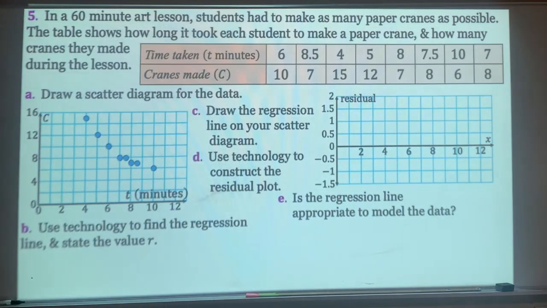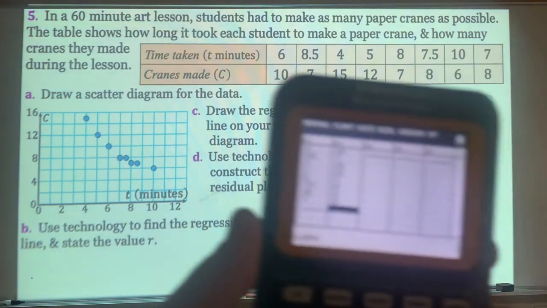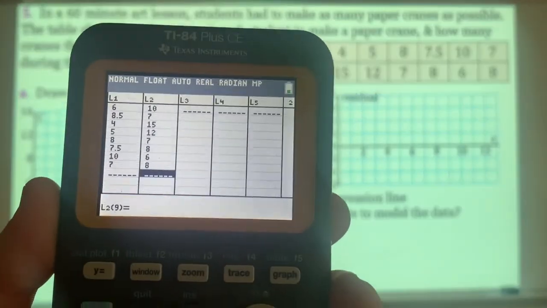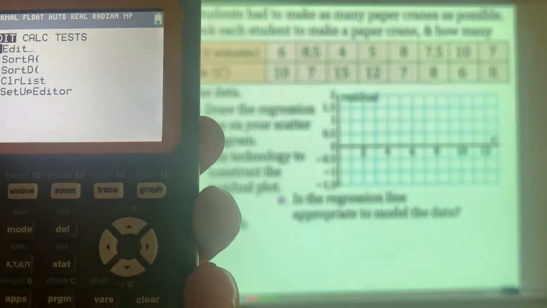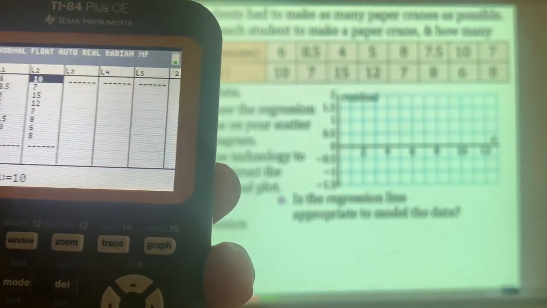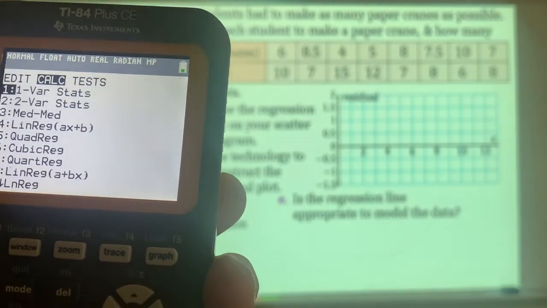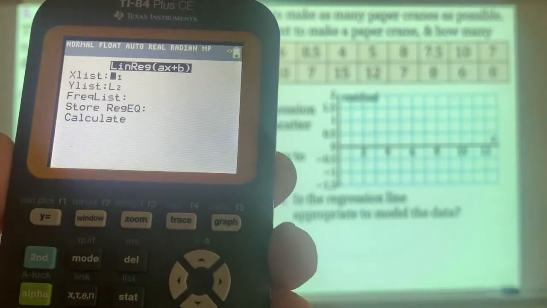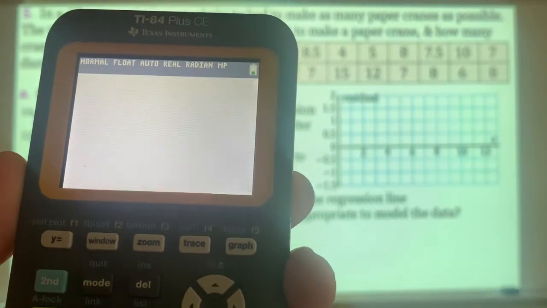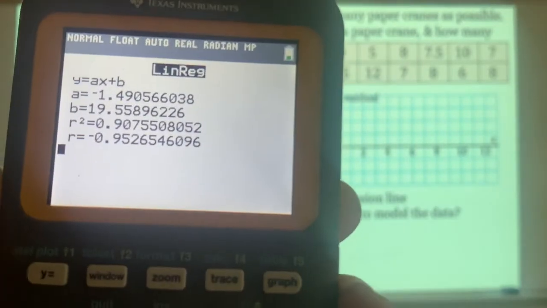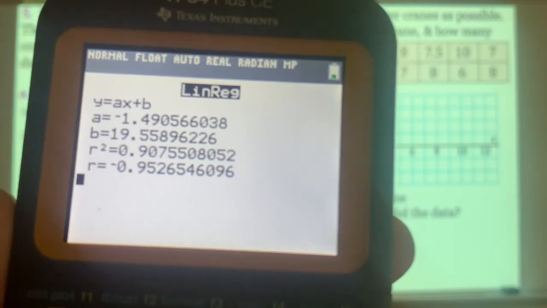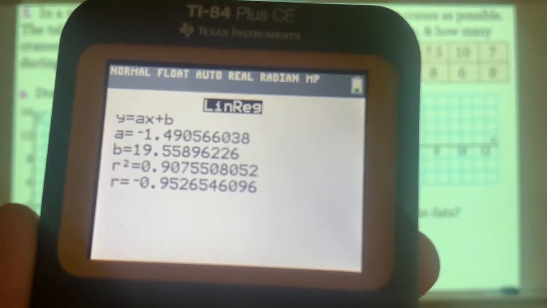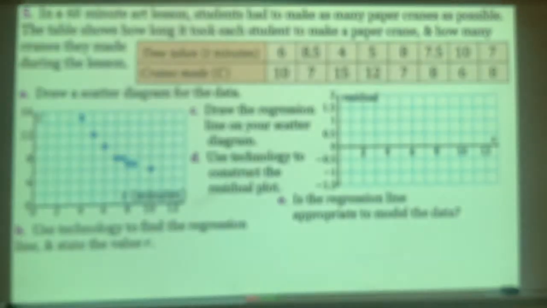Whew, so we use our technology again. So I got all my stuff right here. Typed it all in, and you know what to do. Stat, edit, oops, sorry, stat, calc, and then reg, calculate. Ooh, R, negative 0.952. I like that. So it's y equals negative 1.49x plus 19.6.